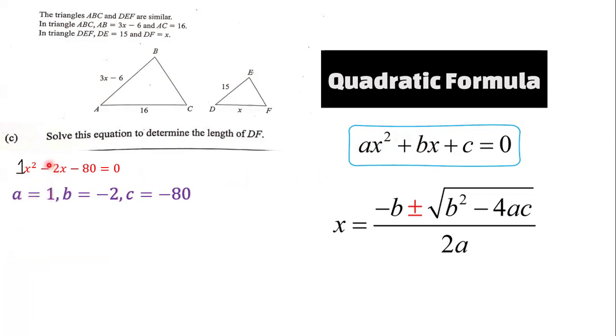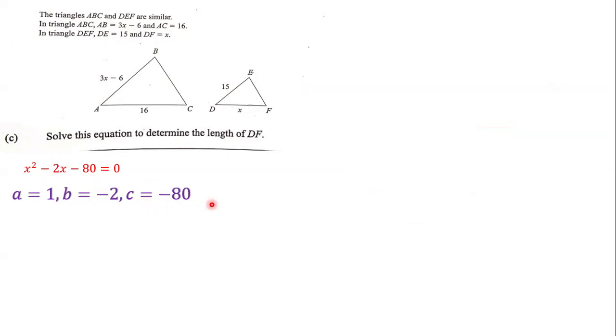The number in front of x, or the coefficient of x, is negative 2. So that's why we have b is equal to negative 2. Again, the coefficient of x is negative 2, or the number in front of x is negative 2. And c is equal to negative 80. That's the constant. And so we're going to use the quadratic formula to help us figure out what is going to be our solution.